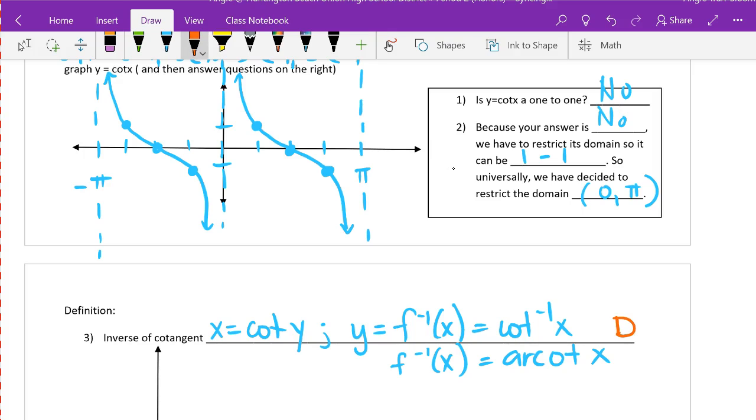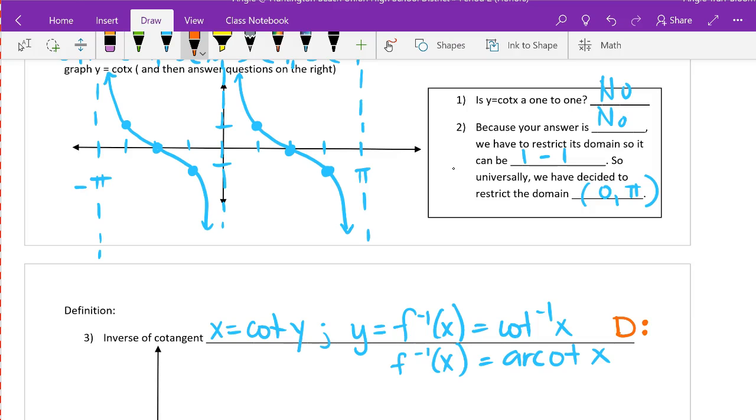Then we are going to define the domain of cotangent inverse. We do this every time. I just need you to know so you can find the values. Can you find the values if you don't know the domain and range? No, you don't know where it goes. It's like us driving around without our navigation system.